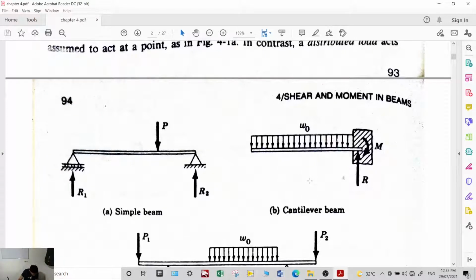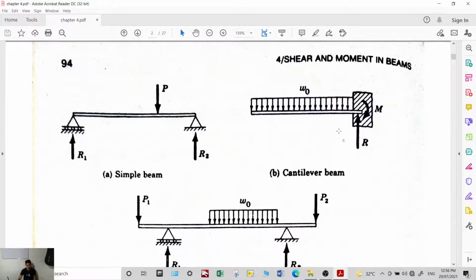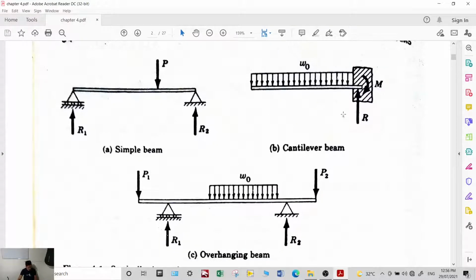So what are the usual examples of such loads? For example, water pressure acting on the face of a dam, or in a dump truck, when you load a pile of gravel or sand, it is distributed along the length of the body of the dump truck. The part underneath it is still a beam. Okay, so these are the types of loading conditions that we are studying.